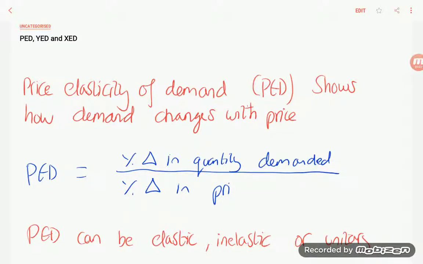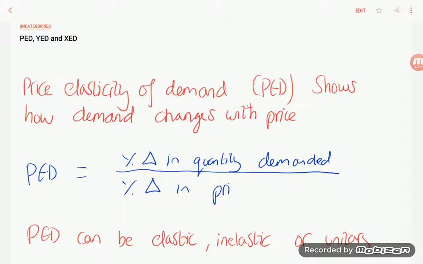Price, income and cross elasticities of demand. Price elasticity of demand shows how demand changes with price. PED is a measure of how the quantity demanded of a good responds to a change in its price. It's calculated with the formula percentage change in the quantity demanded over the percentage change in price. You can think of PED as the way that consumers react to a price change.